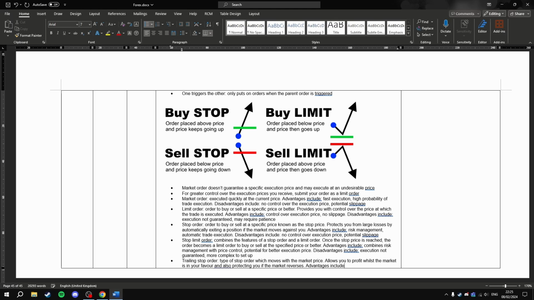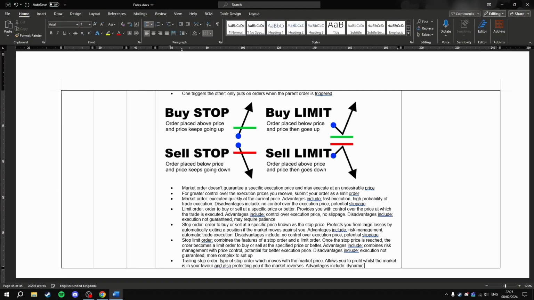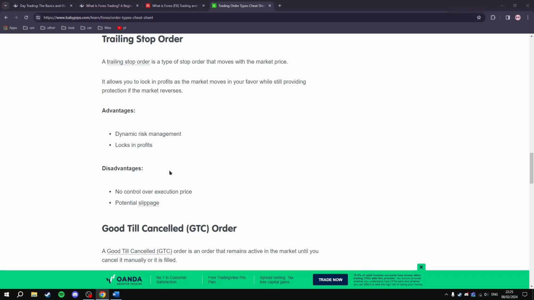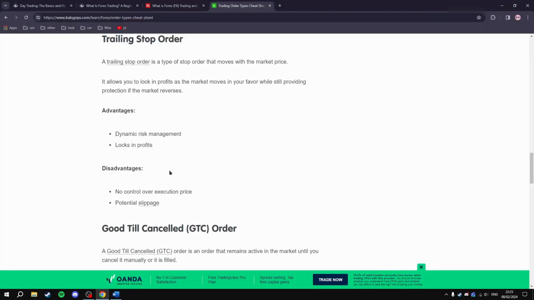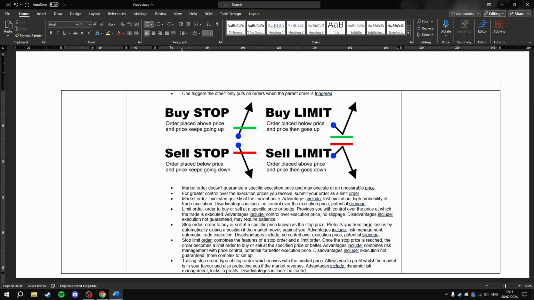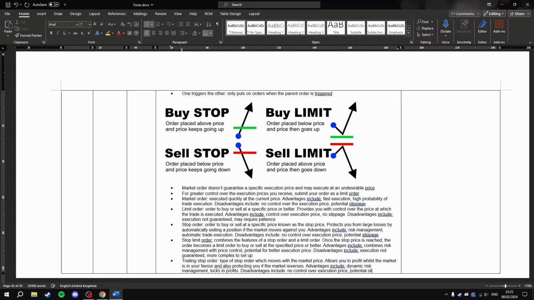Advantages include dynamic risk management. Locks in profits. Disadvantages include no control over execution price, potential slippage.